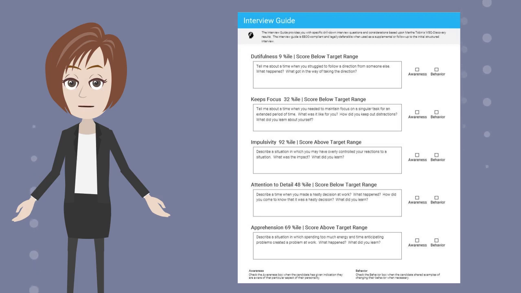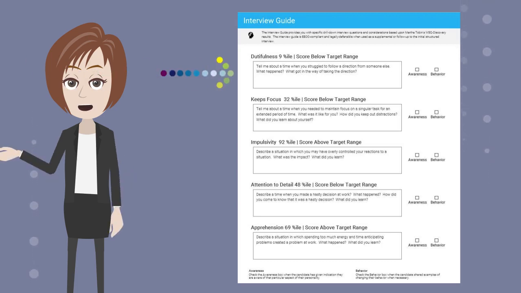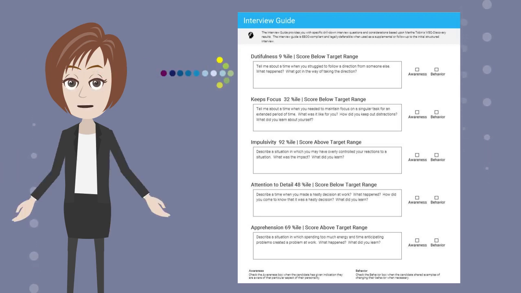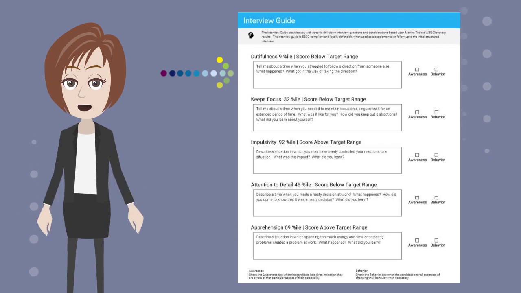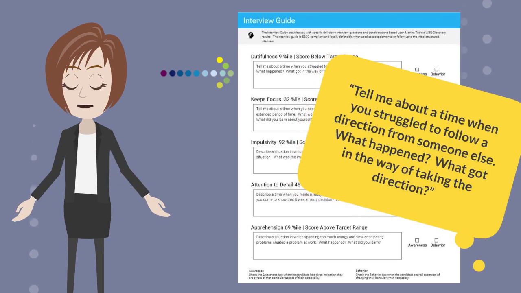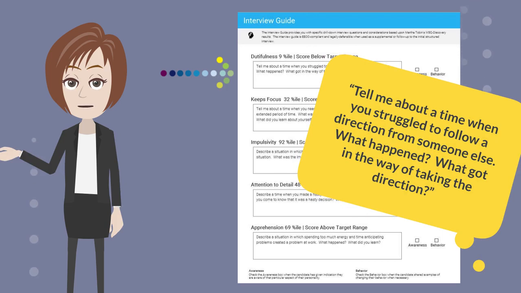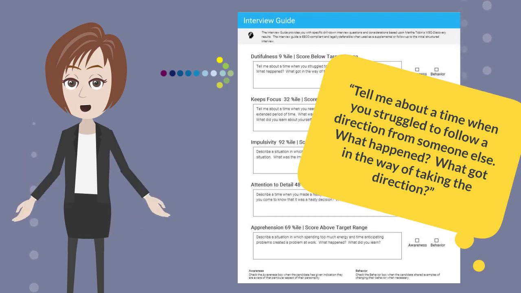Below you'll notice boxes with additional information. Inside the boxes are questions to ask during the interview process. For instance, this one recommends asking, "Tell me about a time when you struggled to follow direction from someone else. What happened? What got in the way of taking the direction?"